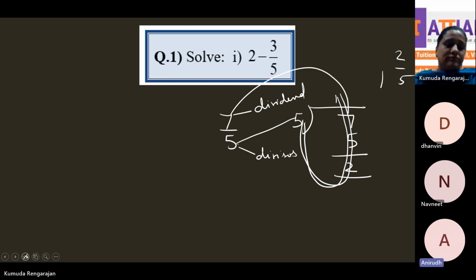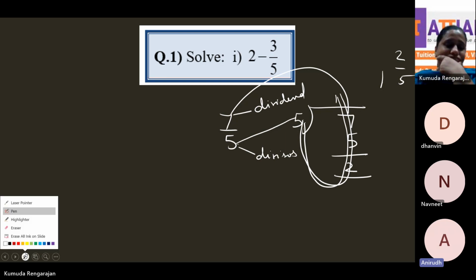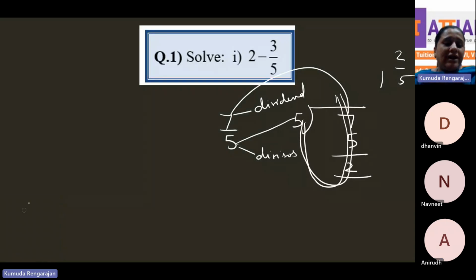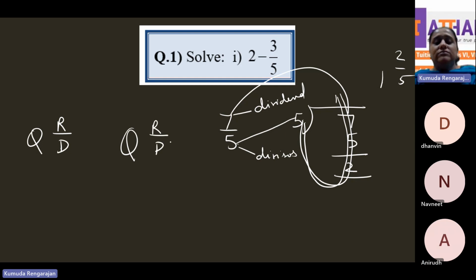Ma'am, first the quotient, and then the remainder, and then the divisor. Okay, very good. I'll write it for you like that. So first the quotient, then the remainder, then the divisor. Very good. Quotient, remainder, divisor.